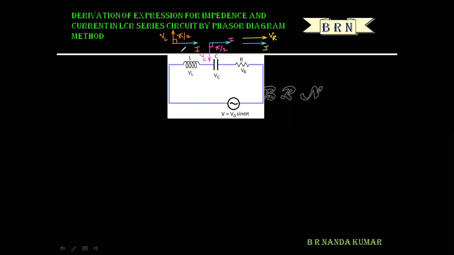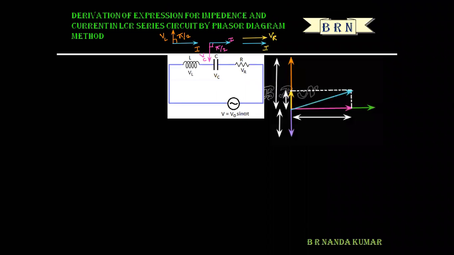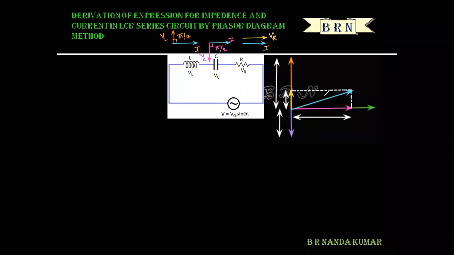So this is the phasor diagram of purely inductive. This is the phasor diagram of purely capacitive. This is the phasor diagram of purely resistive. Now we have to combine all these three phasor diagrams. That is the phasor diagram of the LCR series circuit, and that is very, very important. Now look at this phasor diagram. Actually, this is a phasor diagram of the LCR series circuit.